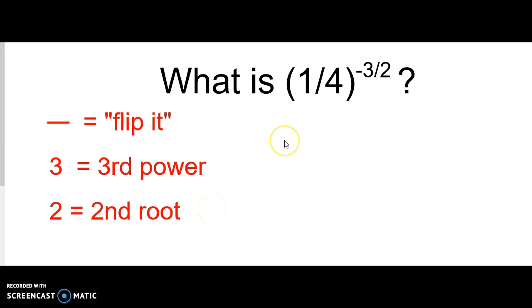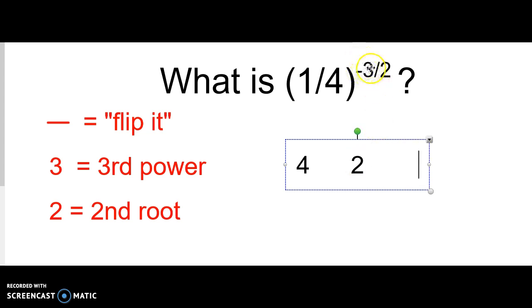Okay, so again, if we think about what's the easiest thing to do first, I would probably find the reciprocal or flip the fraction first. So that gives me 4. Okay, then I've got to still cube the number, and I've got to find the square root. I think it's probably easiest to find the square root of 4 first. So that gives me the number 2. Then what do I have left? I still have to cube the number. 2 cubed is 8. Okay, so there's my number. 8 is the simplification of this 1/4 to the negative 3/2.